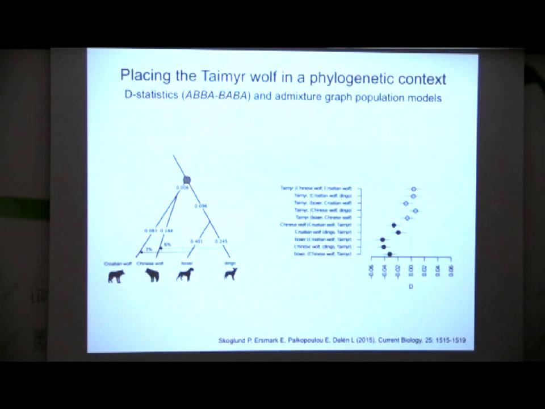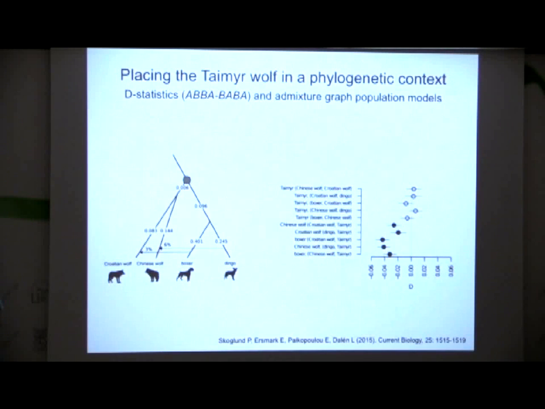So when we test this, we find that indeed the Taimyr wolf in any constellation, when we compare to these modern genomes, has a D-statistic that we can't separate from 0. Okay. So indeed, the Taimyr wolf is symmetrically related to modern-day wolves and modern-day dogs. Fine, that was our null hypothesis.